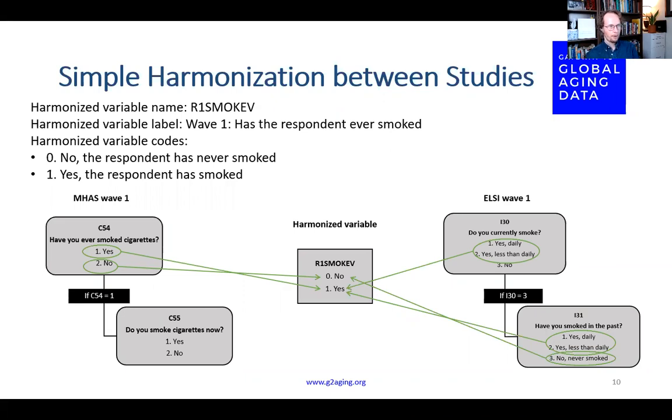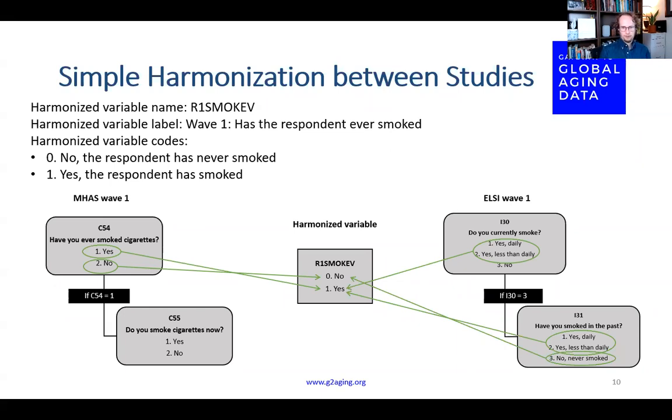So you can see that both of these studies are asking questions about smoking, but they're asked differently. Their answer choices are different, and the values of those answers are coded differently. A no in MHAS is coded as a 2. For these questions in ELSI, a no is coded as a 3. So we have a harmonized variable that we make across all of our studies, and that's called smoke ev, so whether the respondent has ever smoked.